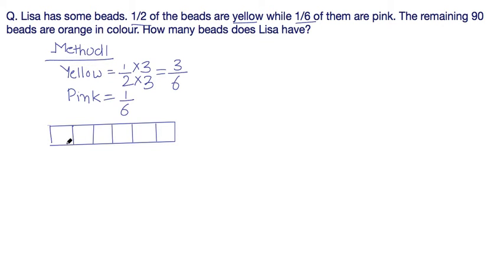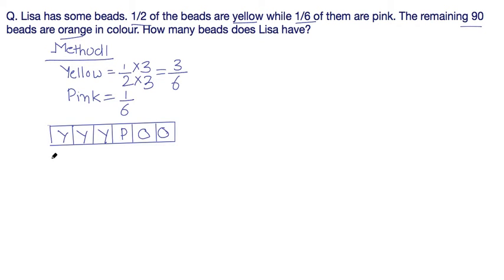Out of this, how many are yellow? 3. So let's write it over here. 3 units are yellow, 1 is pink. How many are left? 2, right? So they are of what color? See, the remaining 90 beads are orange in color. So let's represent it by O. These are the orange beads, right?